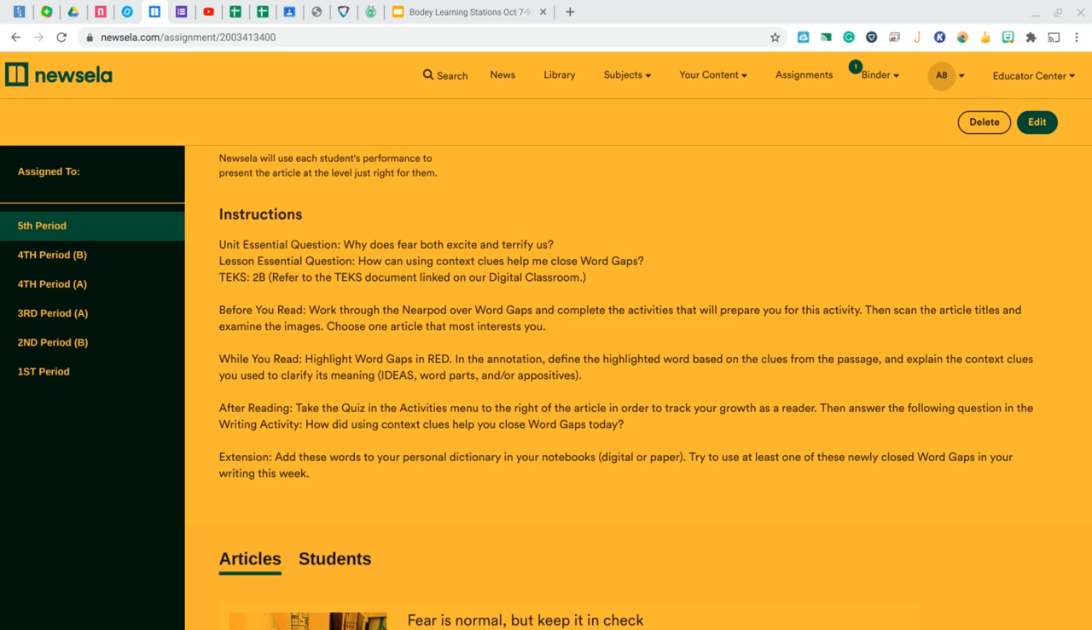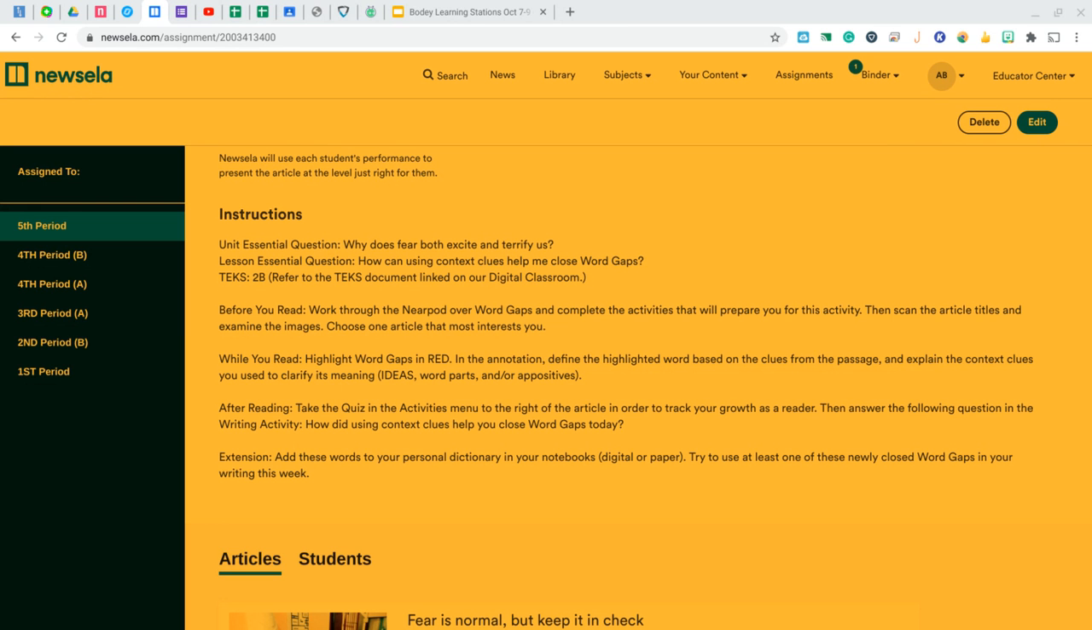So our essential question for this unit is, why does fear both excite and terrify us? To get started, we have a text set that's about fear and suspense. And for this specific lesson, we're focusing on using context clues to close our word gaps. So before we read, we want to make sure that we've gone completely through the Nearpod and done all the activities because they prepare us for this activity.